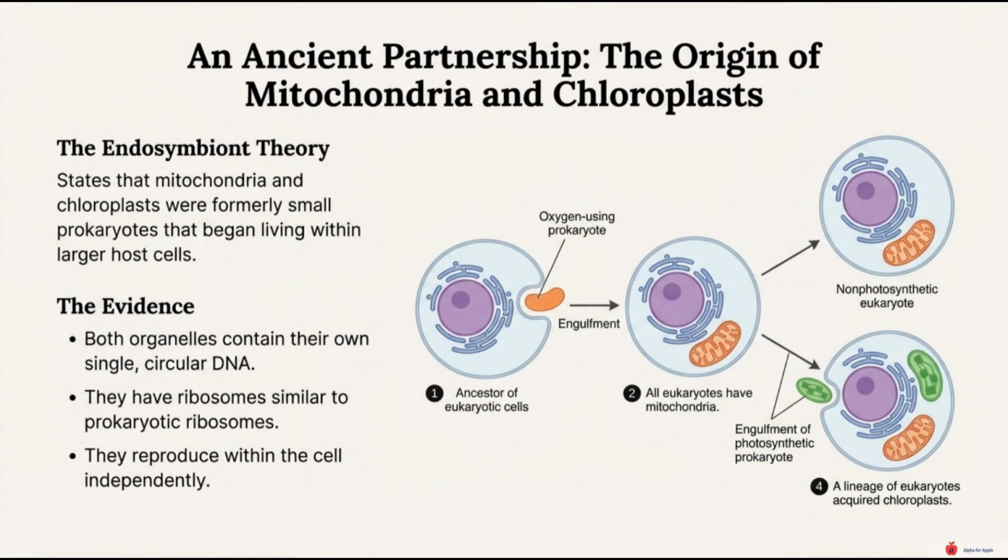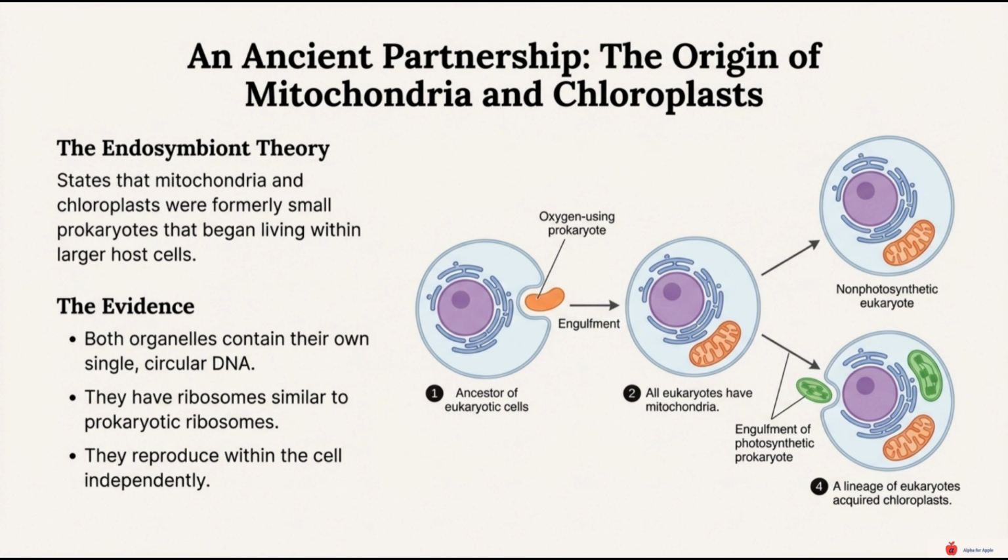The endosymbiont theory. It's a fantastic story. The theory proposes that mitochondria and chloroplasts were once tiny, free-living prokaryotes. And they got swallowed up by a larger host cell. Exactly. Engulfed, but not digested. They formed a partnership, a symbiosis, that was beneficial for both.